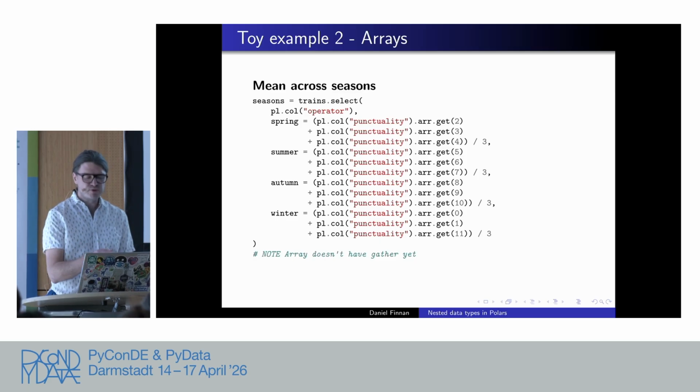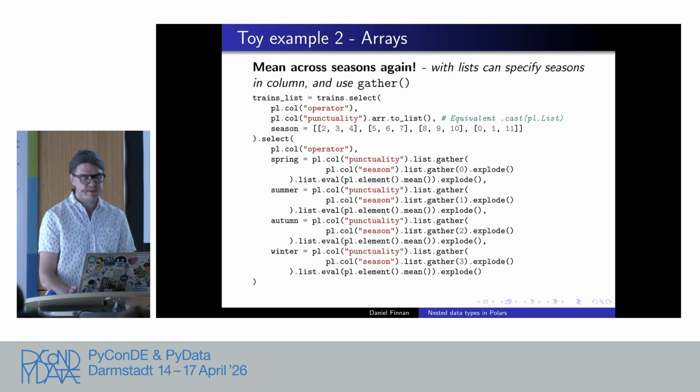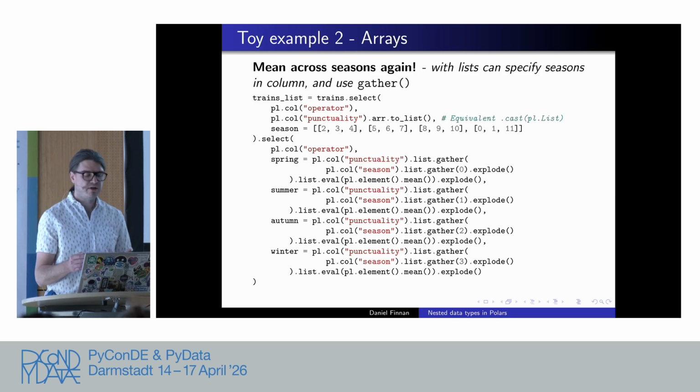And this is just really to show you it kind of starts to get a little bit messy. I don't really like this, personally. The array namespace doesn't have gather yet, but if we switch it into a list, then we can use the gather. We can create another column, and we can have the seasons in there, and then we can start to gather them from the array and calculate the mean on those elements.